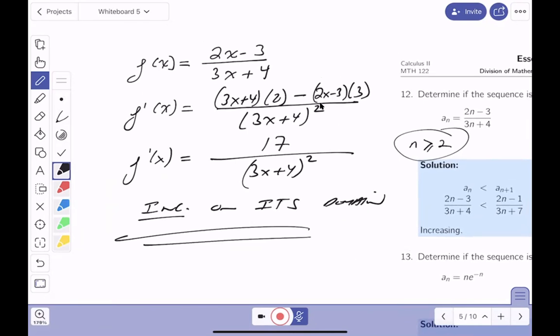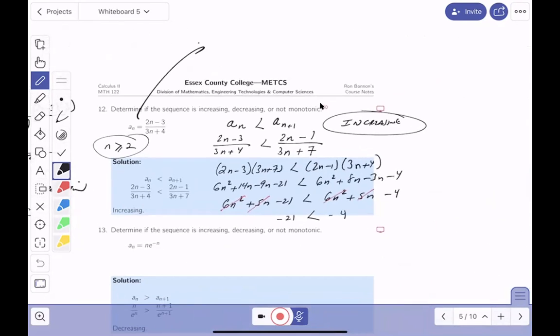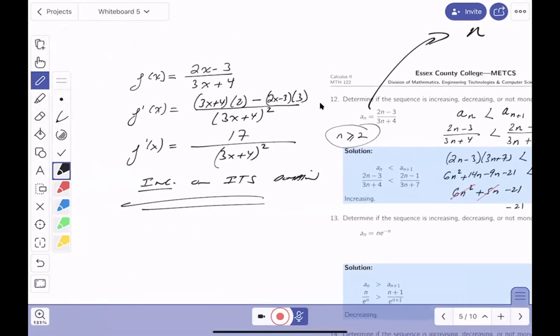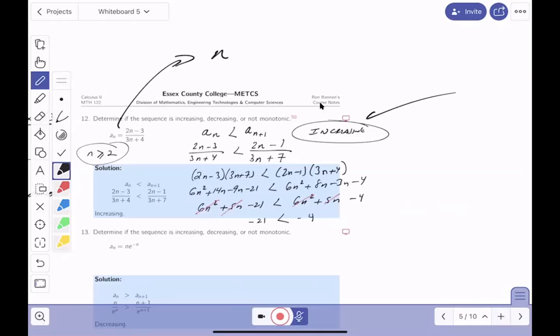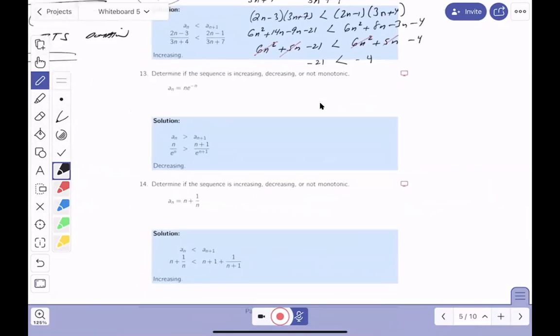Now, someone said, what is the domain of this guy over here? It's just the integers, starting at 1 going forward because we're starting at 1. So I said it's always positive, so it's increasing, just like we did over here. So you get one of two ways of doing it: going back to calculus, or just simply looking at it and showing something or the other. All right, let's do this one over here.